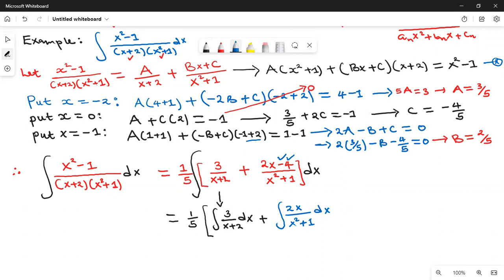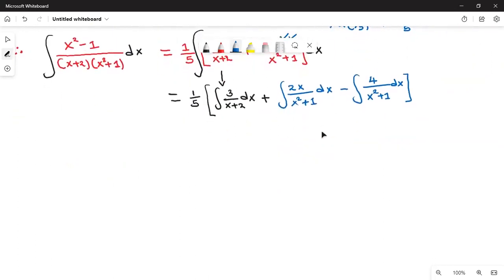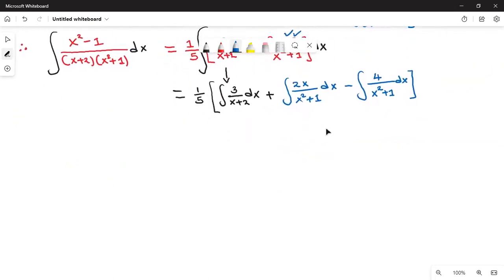Then the other one will be now minus the integral, of course, of 4 over x squared plus 1 dx. You see what I've used? I have split the numerator so that I make my work easier when integrating the second term, the second integral.